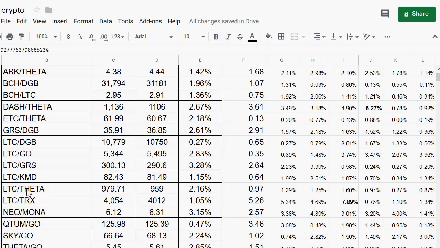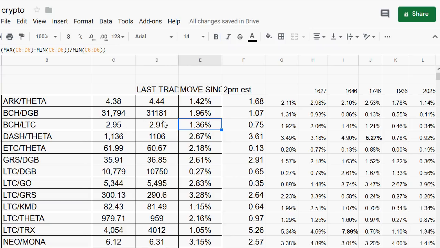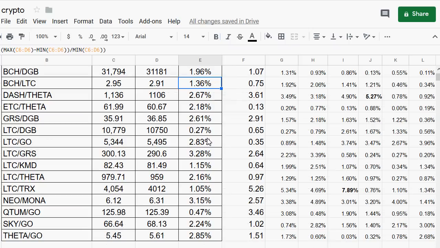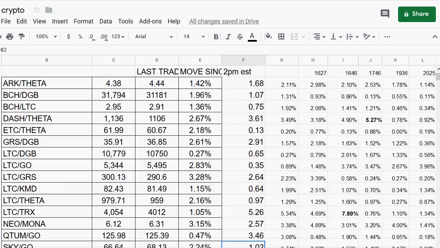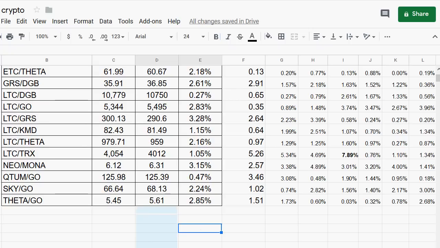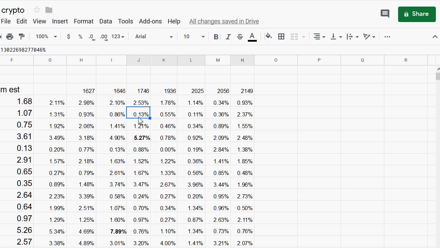So the Litecoin and Theta one 979. This number here is where my last trade is. And then what this does is it calculates maximum price subtract minimum divided by the minimum. So what the percentage move is since. So for me, everything is totally near the last price. Nothing to trade. I need at least 5-6%, depending, of course, on what it is and what the market conditions are. And what I've been doing in here is putting in different times of when what these will look like.